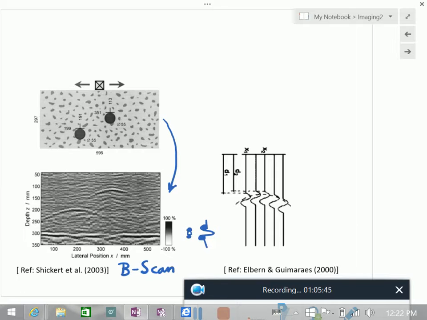A B-scan in ultrasound, it's not like radar that you can go smoothly. Even radar, you have a certain interval, and that also determines where this hole actually is. Is it here? Is it here? How big is it? We don't know. There are lots of things we can argue about.